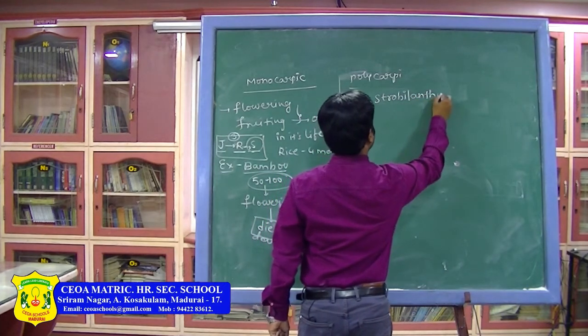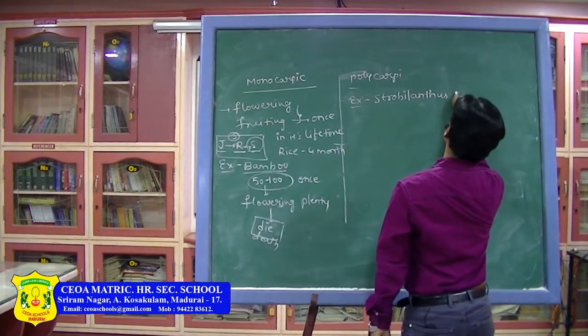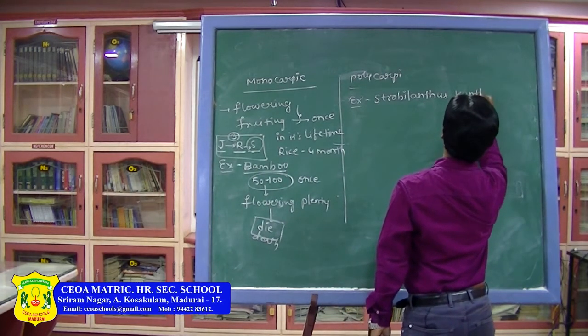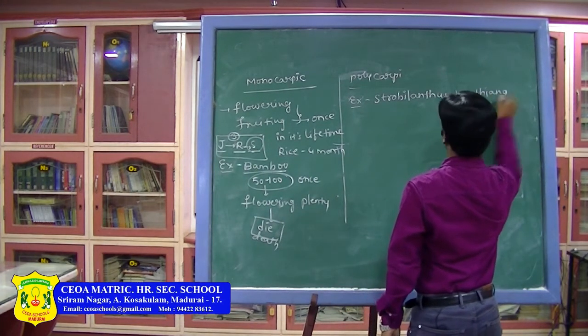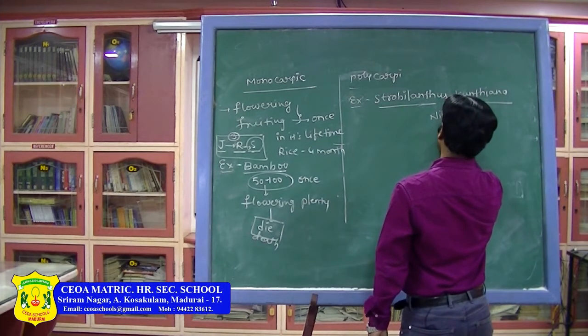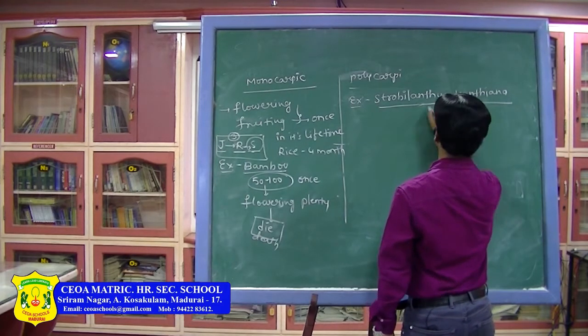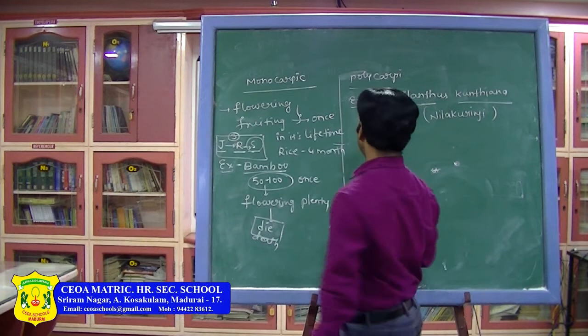Very important example. Many times in NEET exam also it is asked. Strobilanthes kunthiana. Common name, that is Neelakurinji. Where does it grow?